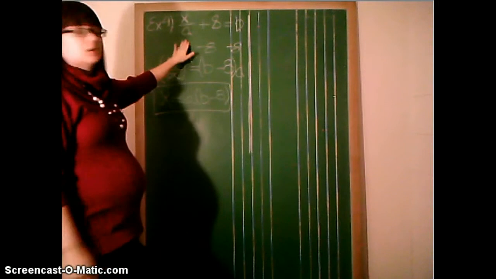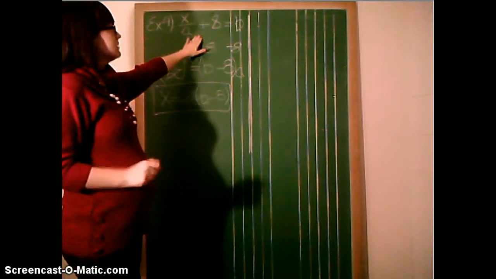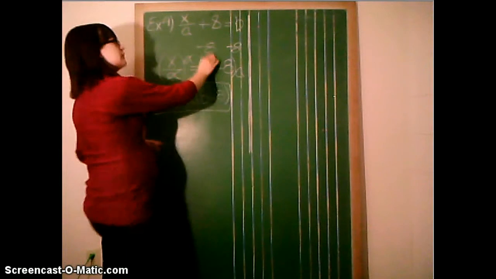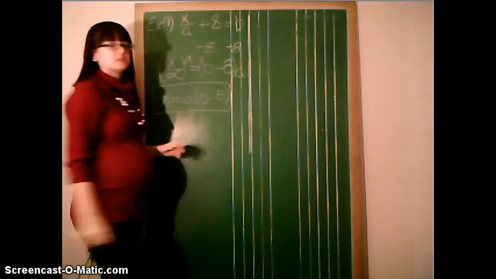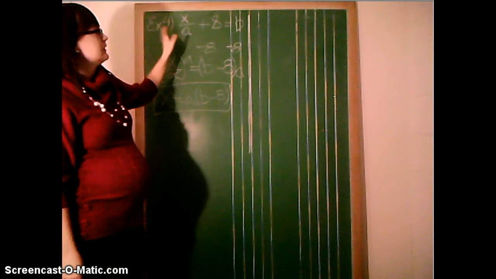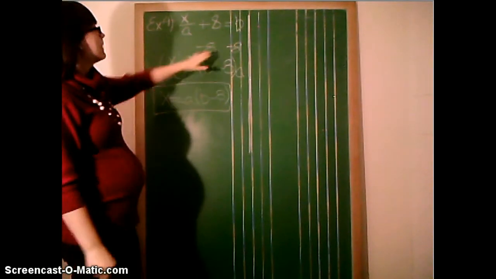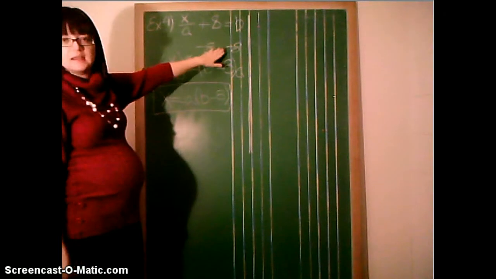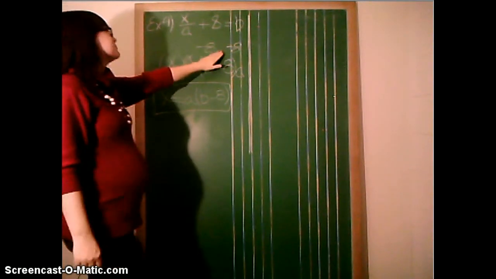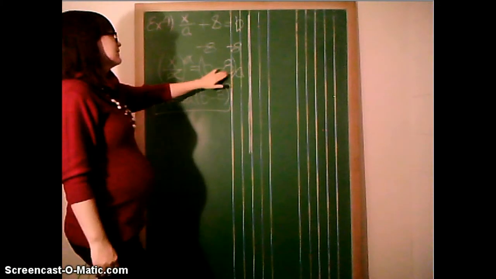So with this one, it's not too hard. The first thing that you're going to do in this problem is you're going to subtract the 8 to get it over to the other side, because since we're solving for x, we want everything that's not x on the other side of the equation. So after subtracting the 8, you have x over a equals b minus 8.